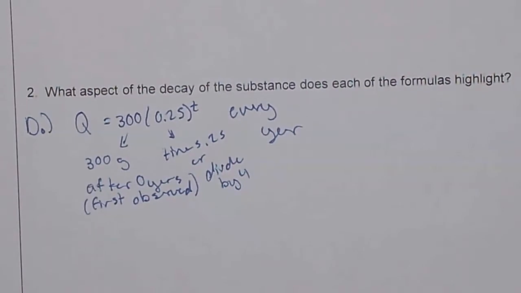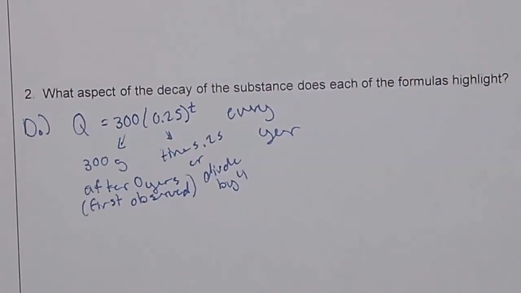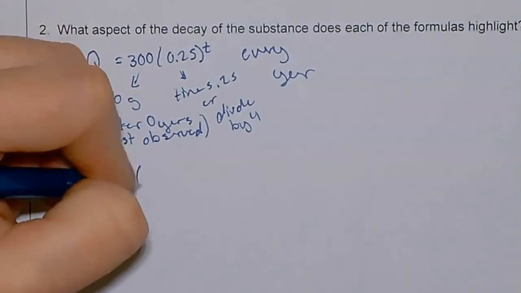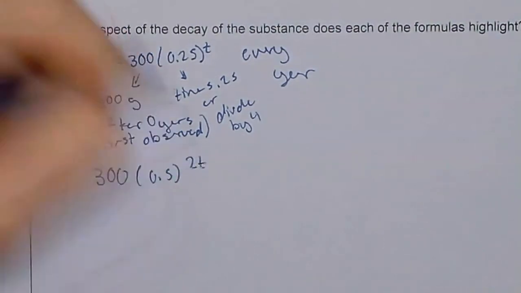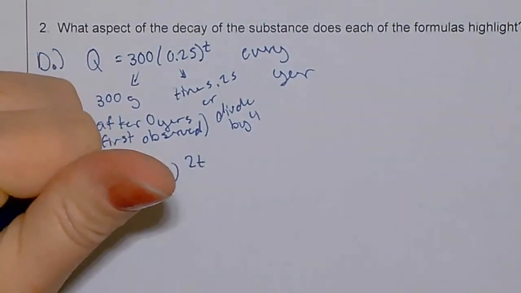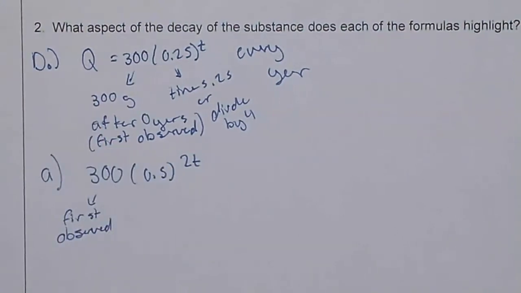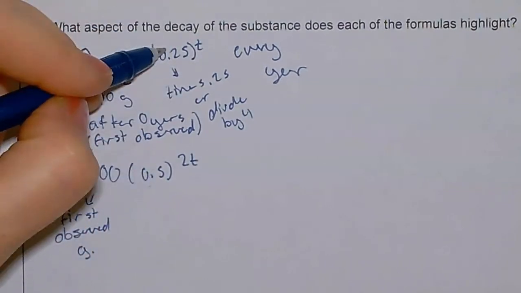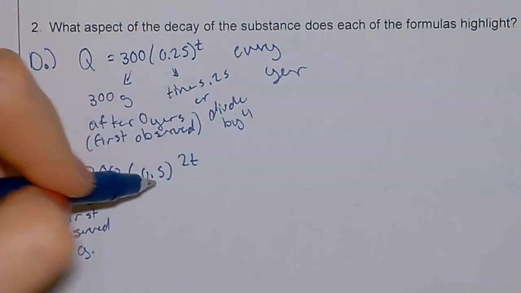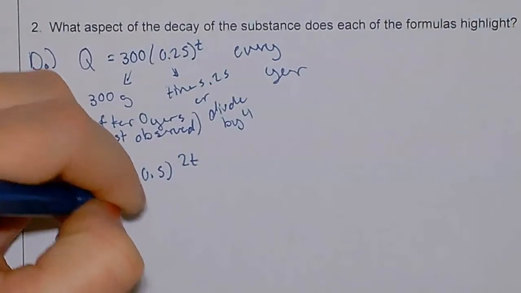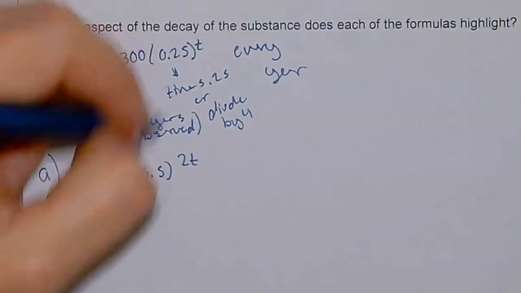Okay, so that's the basic one. We often call this a parent function in math. So let's talk about the ones that have been changed a little. So A is 300 times 0.5 to the 2t power. Here, we're still starting at 300 grams, so that's our first observed. But now it's 0.5 instead of 0.25. So we're not talking about dividing by 4, we're talking about dividing in half. So it decreases by half.